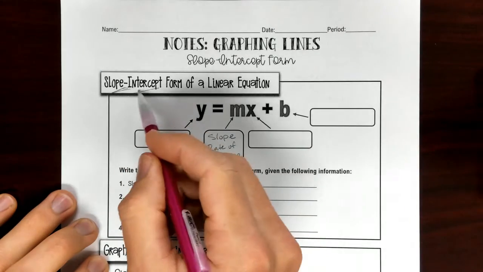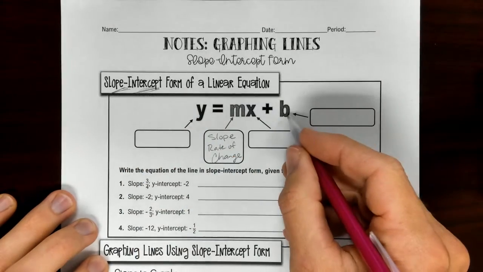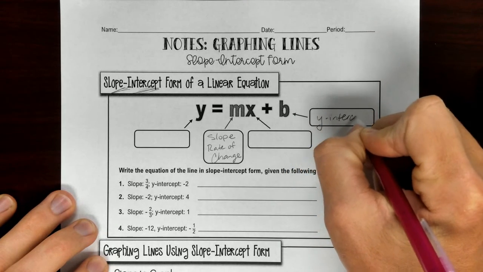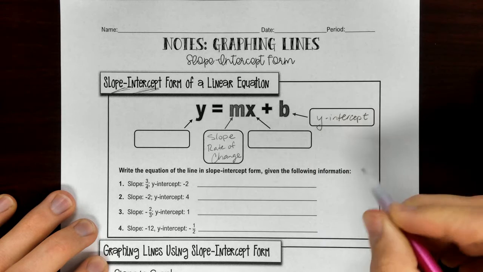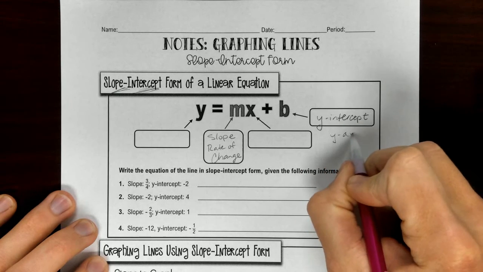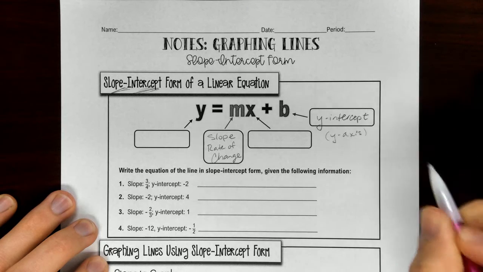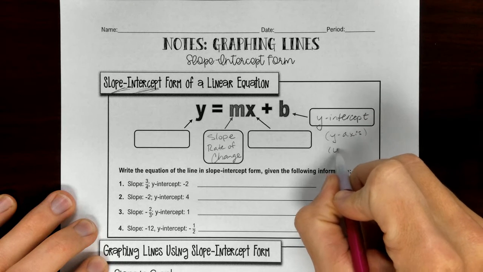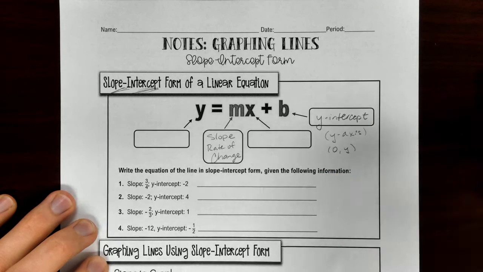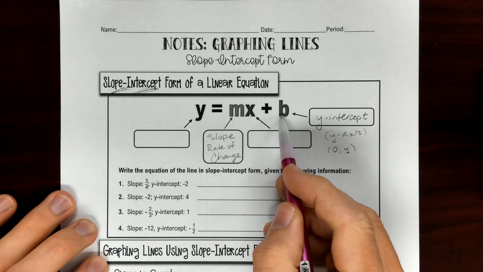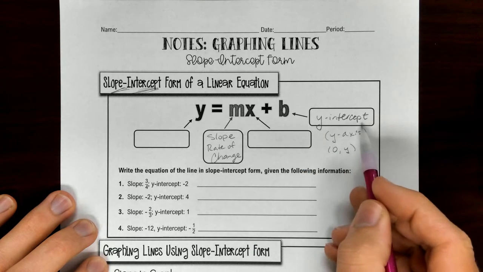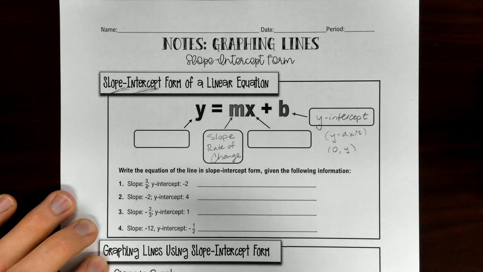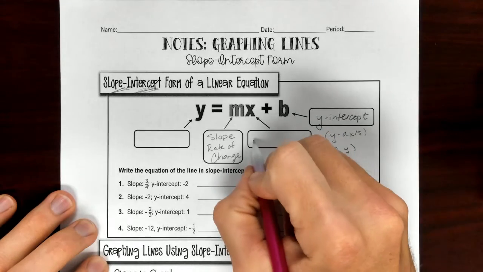We also have the intercept. B over here is the y-intercept, and the y-intercept is where it crosses the y-axis. You will get a point, and your point will be an x value of 0, and then whatever y value you have in place of b. Because it's where we're crossing the y-axis, we're not moving over any, because we have to stay on the y-axis.